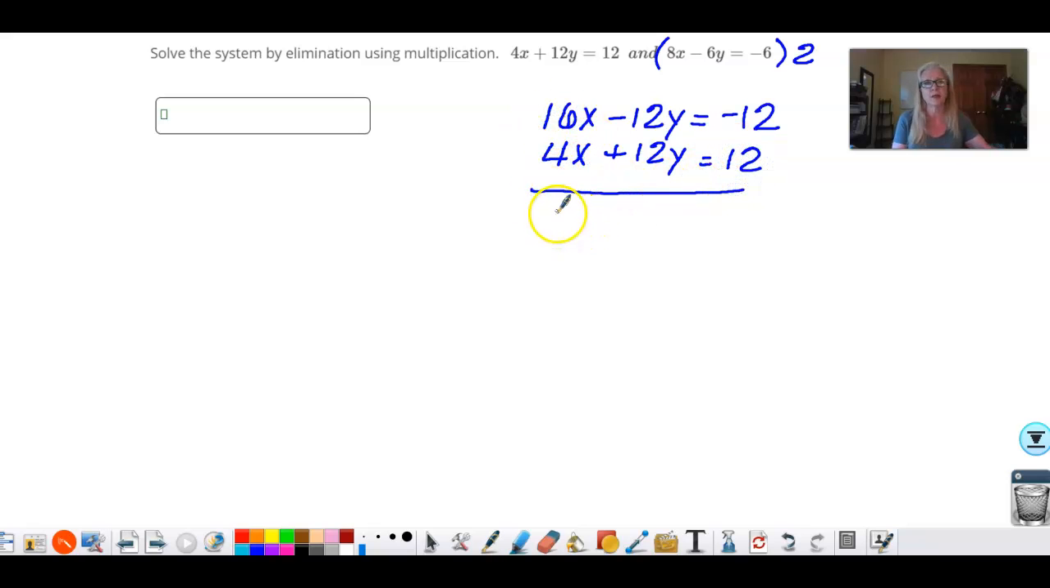Over here, we get 12x. These are gone. Equals 0, right? So if we divide both sides by 12, I think you know the answer to this one. X has to be 0.